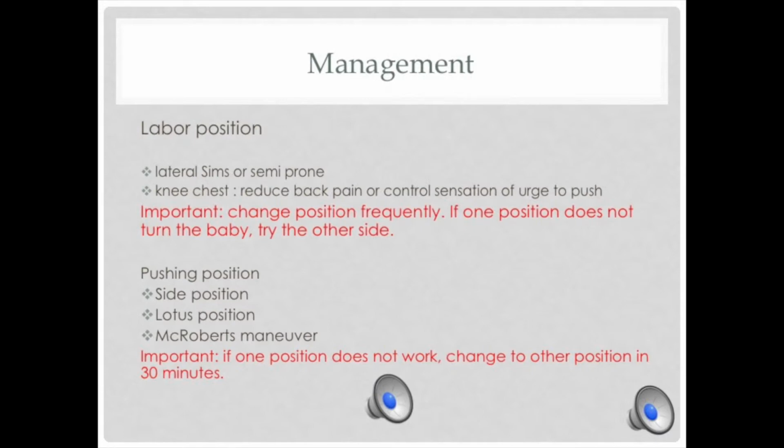On the second stage of labor, pushing position is also important to facilitate the rotation and descent. Side position, lotus position, and McRoberts-like flat position help the baby come around the pubic bone. The most important thing you have to know is, if one position doesn't work for more than 30 minutes, change to another position, and try another 30 minutes. If it doesn't make any descent, please call the provider and have her evaluate.